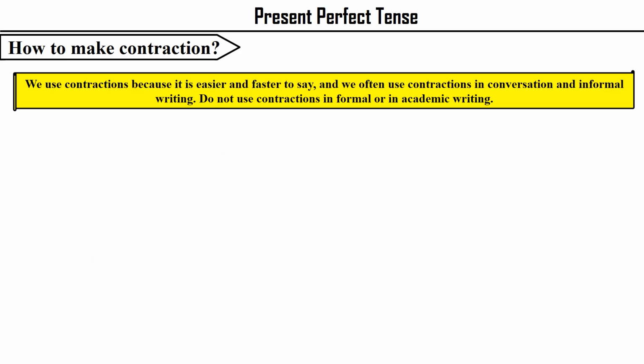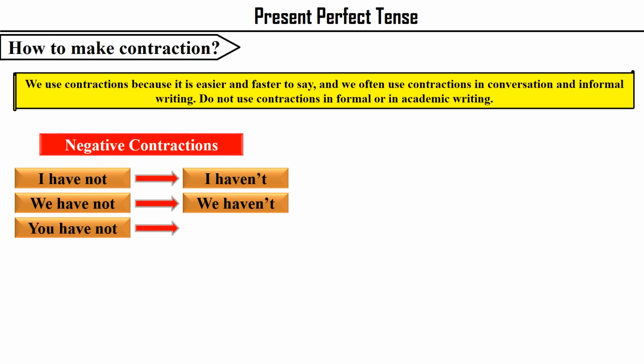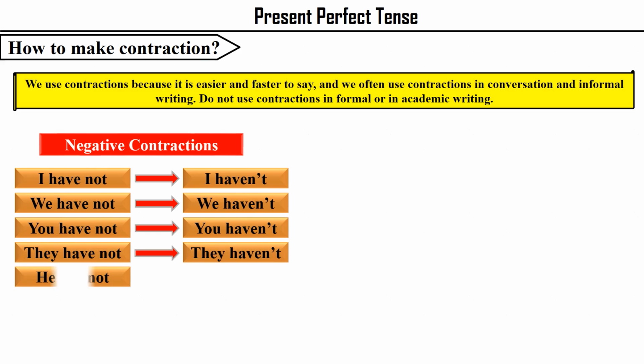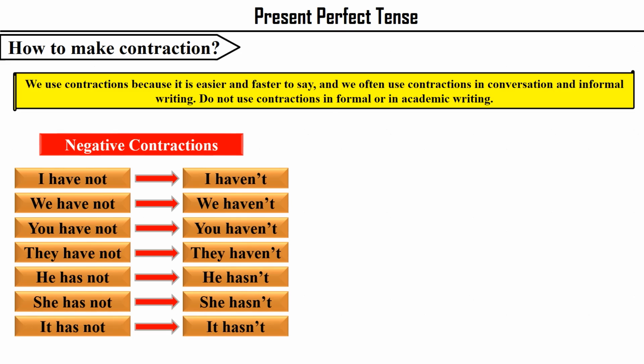Let's move on. Negative contractions. I have not becomes I haven't. We contract have with the adverb not in negative structures. We have not becomes we haven't. You have not becomes you haven't. They have not becomes they haven't. He has not becomes he hasn't. She has not becomes she hasn't. It has not becomes it hasn't.